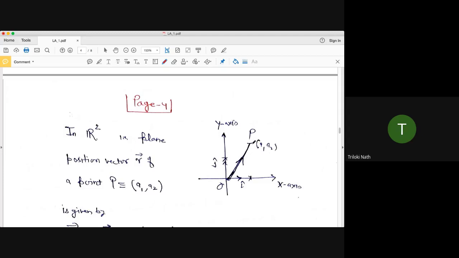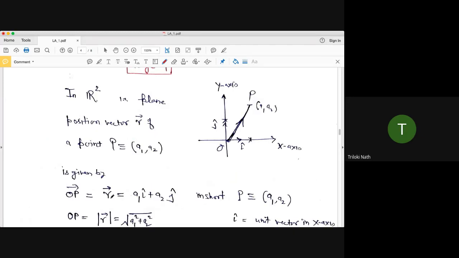Then position vector of P is the directed line segment OP vector, given by OP vector, that is R vector. And how do you write it in physics? You remember? Like this, A1 i cap plus A2 j cap. In short, P is A1, A2 means coordinate of P is A1, A2. So it means P is the point whose position vector is A1 i cap plus A2 j cap. Okay, fine.